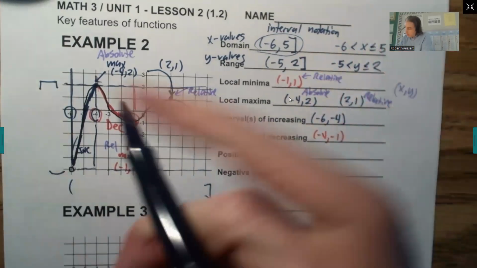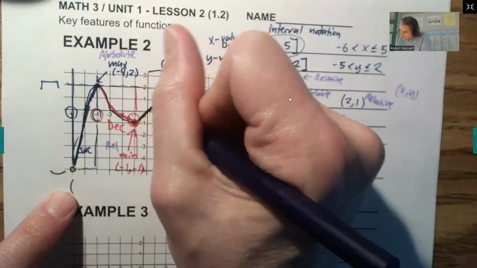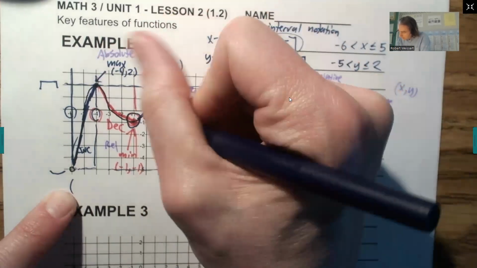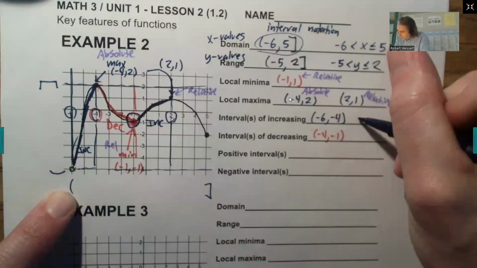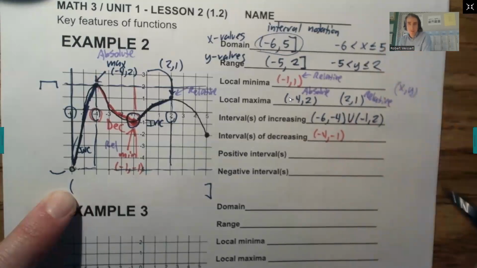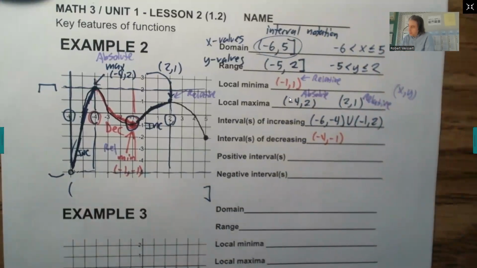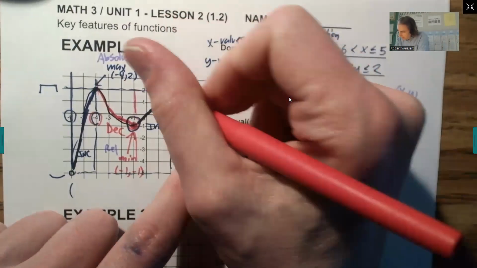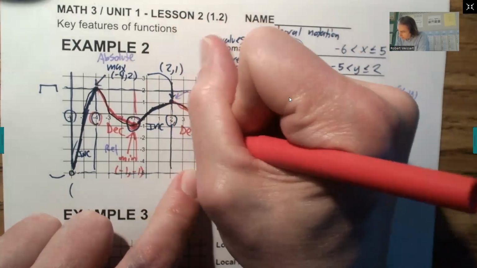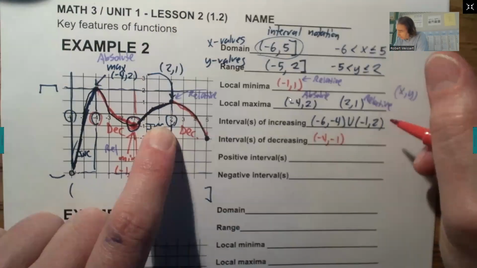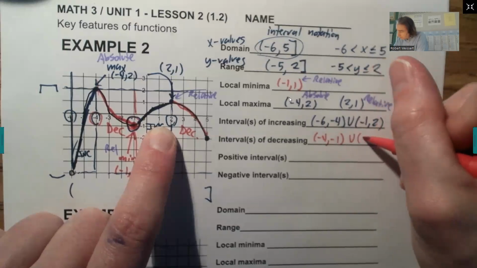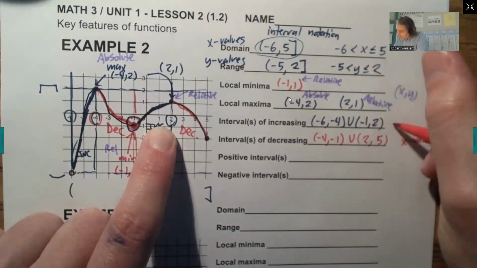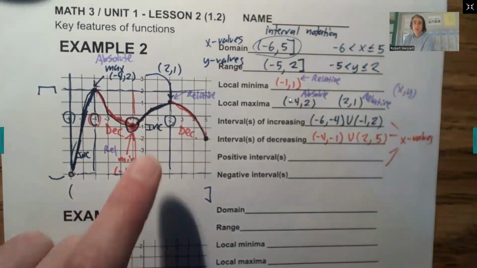And then it turns back around and it goes from -1 to 2, increasing again. So we're going to join that with a little u, which just means a union. And then finally, it's going to turn back around and decrease. It's a hard stop right at 5. So between 2 and 5. Again, these are all x values for your increasing, decreasing, positive, and negative intervals.